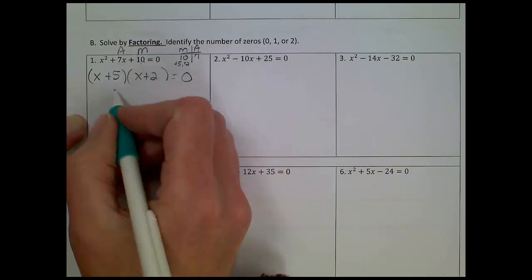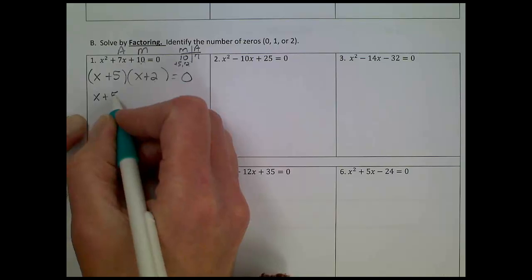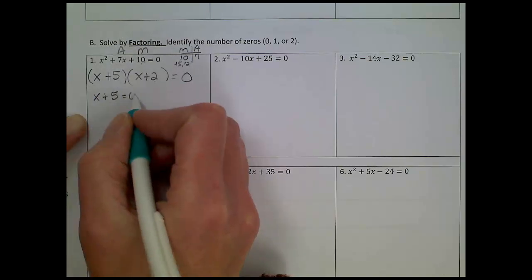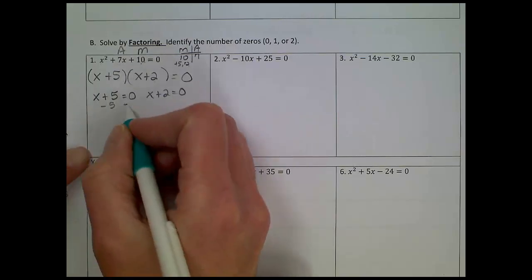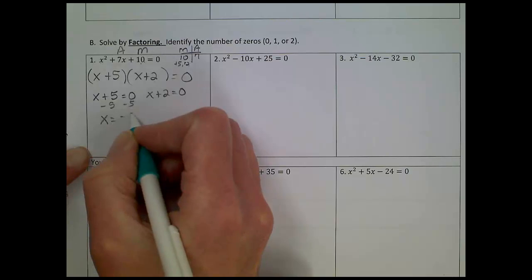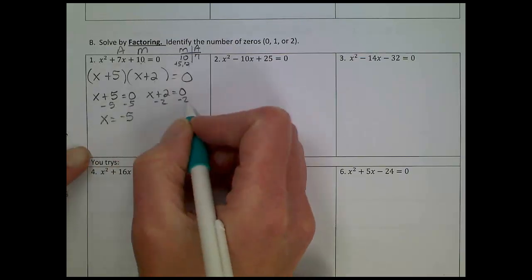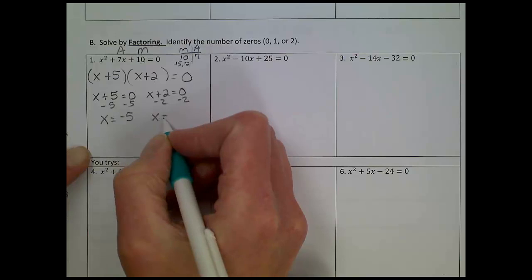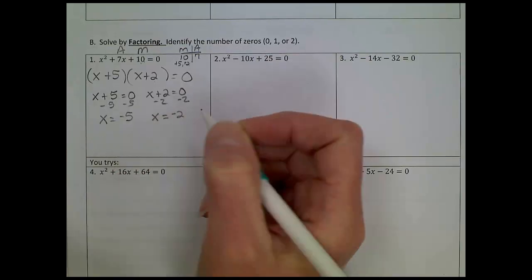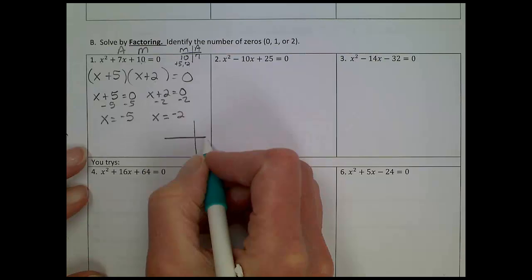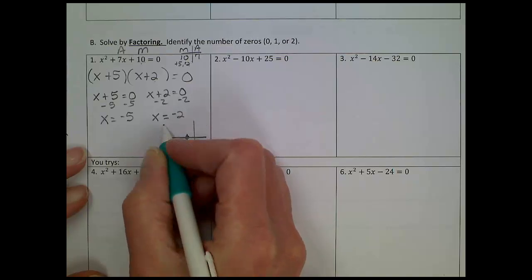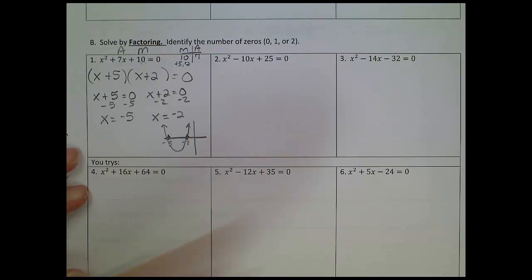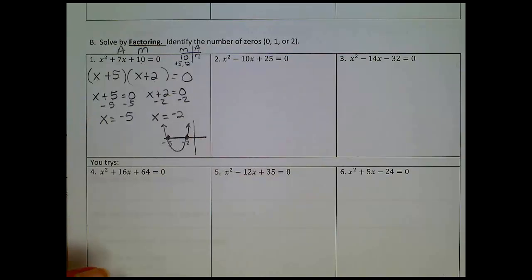Then what you need to do is break them up and solve for both x's. So you have x plus 5 set equal to 0. You have x plus 2 set equal to 0. We're going to move our 5 to the other side. So you'll have x equals negative 5. Again, we'll move 2 to the other side by subtracting it. And we'll have x equals negative 2. And if we were to graph these, we would have a parabola with an x-intercept at negative 2 and at negative 5. And this one just happens to open upward as well. So that helps you graph them. Alright, now the second problem.